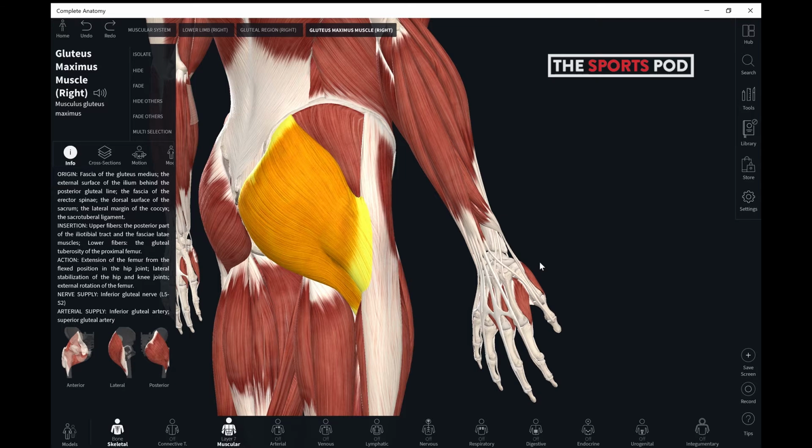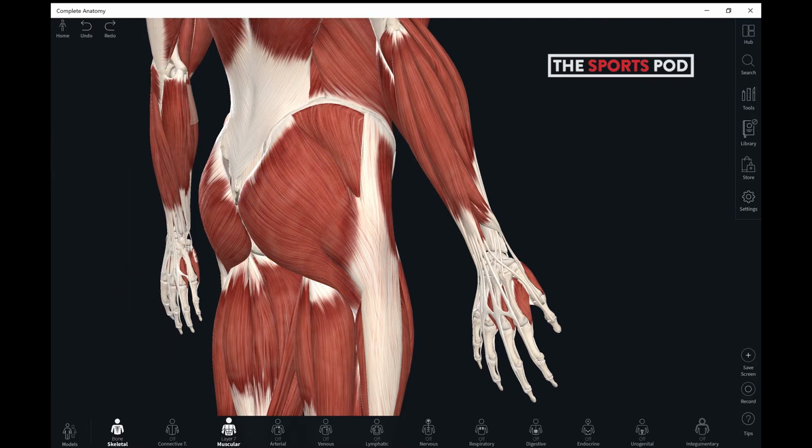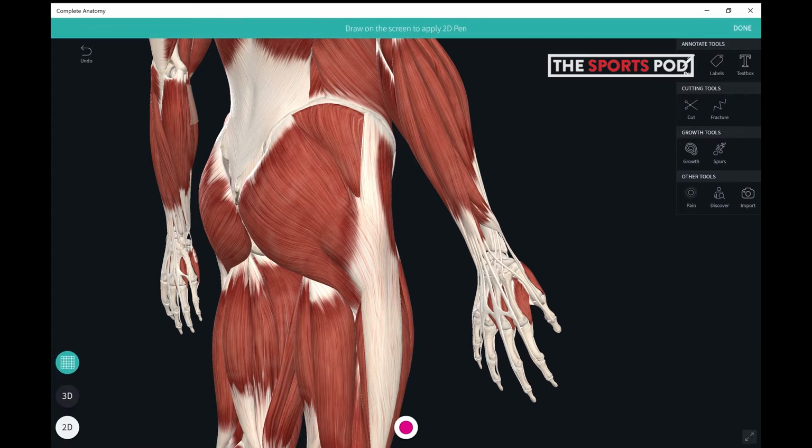So recently, I was just talking to a friend, and he was texting me that he was having an issue in this region over here. So I'm going to circle it if this tool wants to let me do it. So he had an issue like right here. He was saying that he was feeling some soreness and a little bit of pain in there.